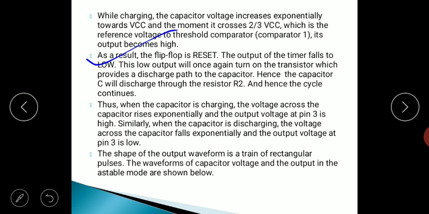So here you have seen that the capacitor continuously discharges through resistor R2 when the output of the flip-flop is low, and the capacitor will go on charging towards VCC through resistors R1 and R2 when the comparator output is high. So due to this continuous charging and discharging of the capacitor, we get what is called a square wave at the output of the timer, that is at pin number 3.